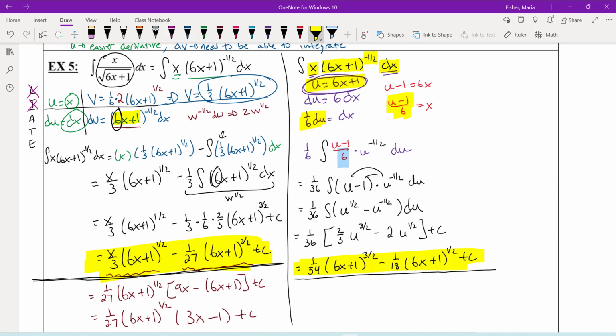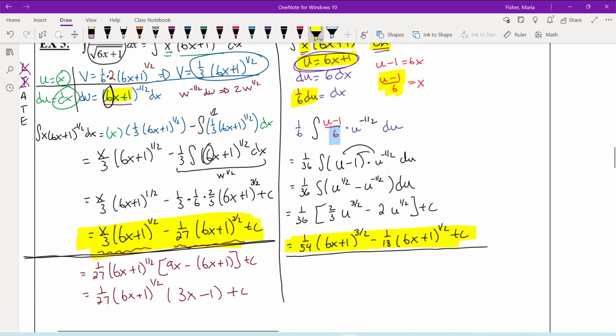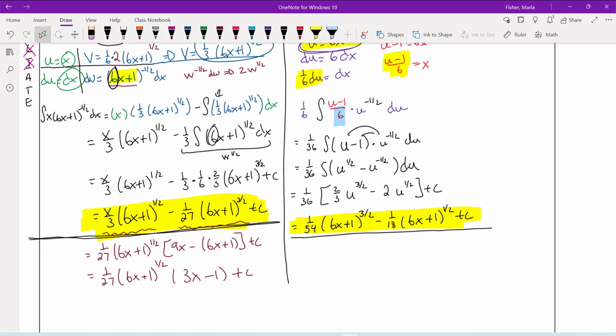You wouldn't keep going, but what I'm going to do is go ahead and factor that just to show you that you end up with the same answer you did using integration by parts. If I take out the GCF, the greatest common factor, that would be 1 over 54 times 6x plus 1 to the 1/2 power. I would then be left with 6x plus 1, and then that's minus 3. Well, 6x plus 1 minus 3 becomes a 6x minus 2.